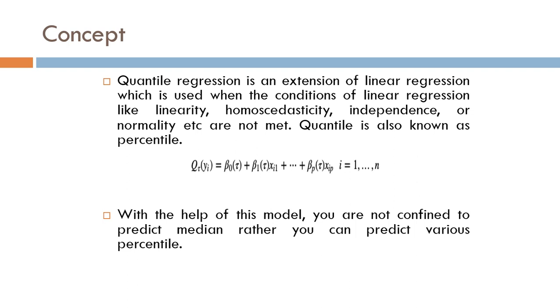So if I talk about the quantile regression equation, Q tau is the percentile or quantile, maybe 25th, maybe 75th or median, equal to beta 0 of tau plus beta 1 of tau xi and so on. It means with the help of this model, you are not confined to predicting the median, but you can also predict various kinds of percentile as per your objective, as per your situation.